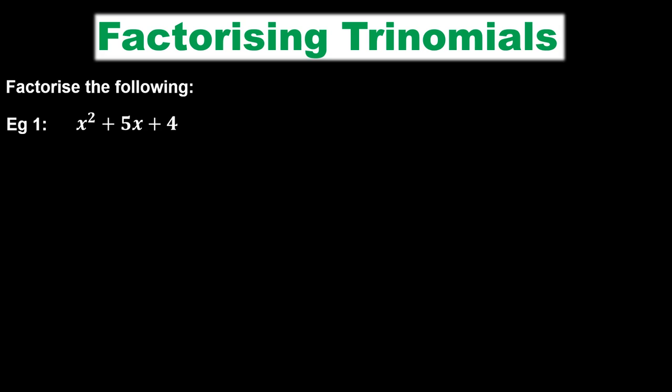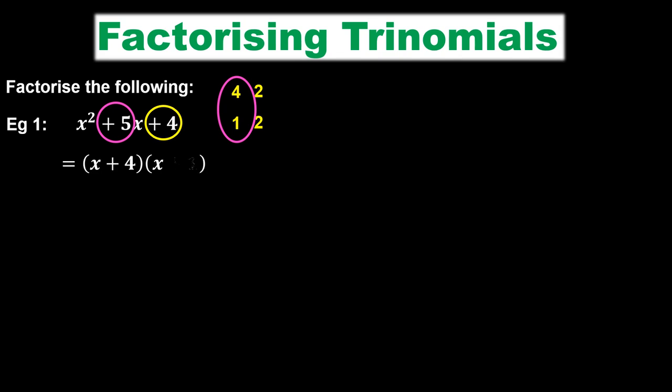Now remember, the method that we need to use is we first look at the 4 and we find the factors of 4. Our factors of 4 are 4 and 1, and 2 and 2. I need to find the combination that will add to give me 5. So that will be 4 and 1. So my brackets will then just be x plus 4 and x plus 1.